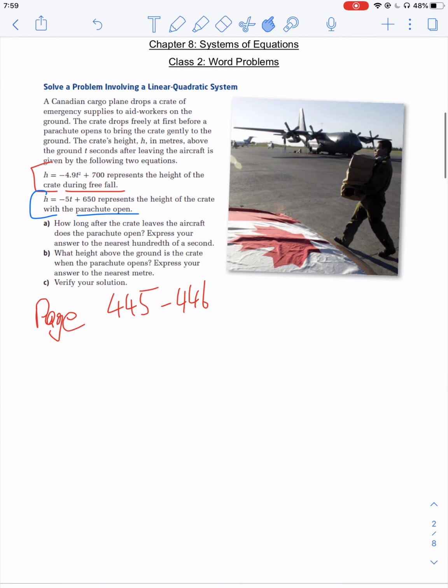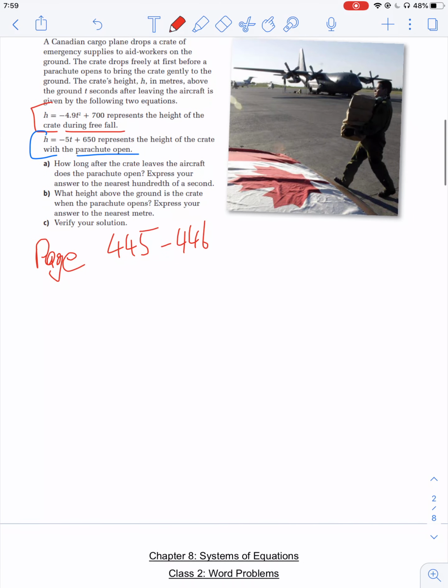Okay, so word problems. Again, I'm not going to read this because it's too long, but basically you have this cargo plane that's dropping off a crate. If you graph the first function in red, it looks something like this. It's a quadratic function, so something like that.